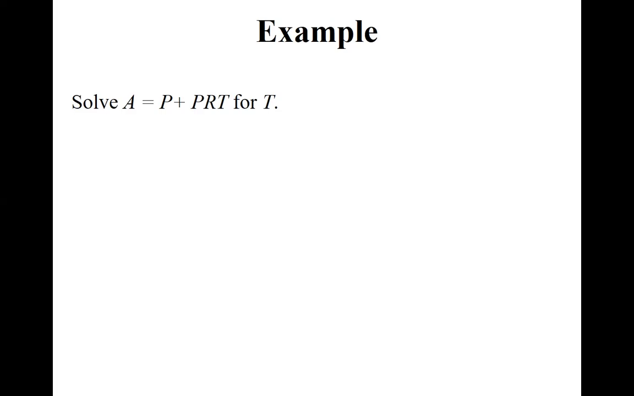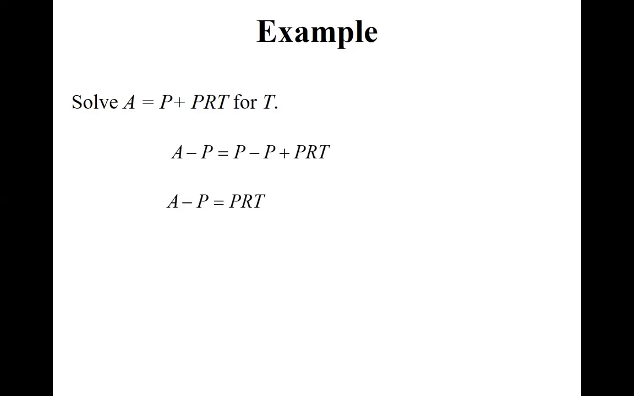We can't touch that part yet because in order to get the T by itself, we need to get the PRT by itself first. We need to get rid of that P plus in the front of it on the right side. But just like we would get rid of any positive number there, we subtract it from both sides. So step one is to subtract P from both sides. On the right, P minus P will make that go away. On the left, A minus P, that's just going to stay A minus P. There's nothing we can do.